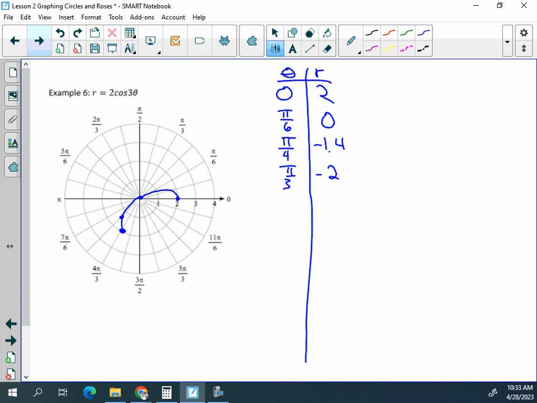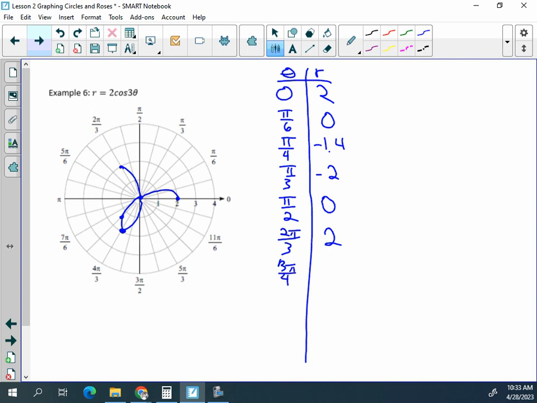Okay. At pi over 2, multiply that by 3, it's 3 pi over 2. Cosine of 3 pi over 2 is 0. 0 times 2 is 0. Okay. Then we've got 2 pi over 3. If you multiply that by 3, you get 2 pi. Cosine of 2 pi is 1. 1 times 2 is 2. So I've got this.